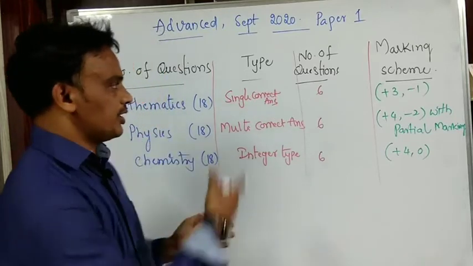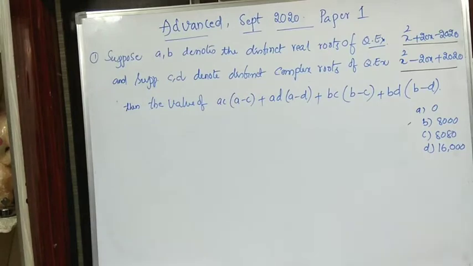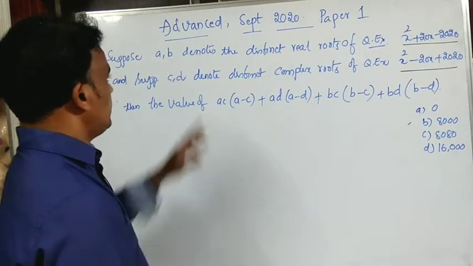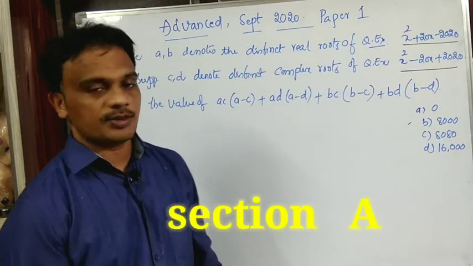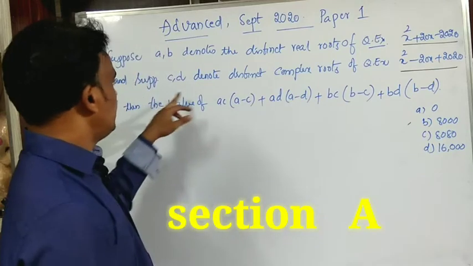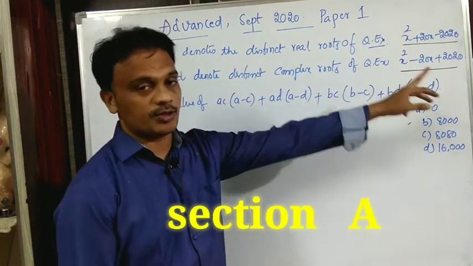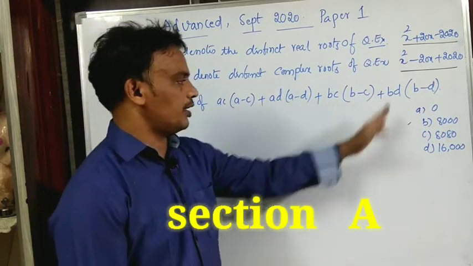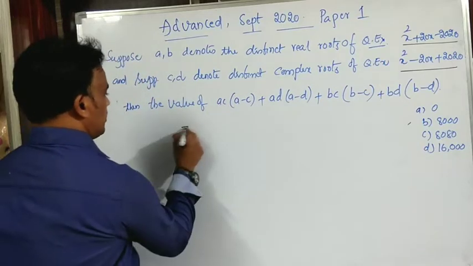Coming to our mathematics paper, let us see. Coming to the first question: suppose a, b denote the distinct real roots of the quadratic expression x square plus 20x minus 2020, and c, d denote the distinct complex roots of the quadratic expression x square minus 20x plus 2020, and they have given an expression. What is the value of that expression from the four options? Let us simplify this.